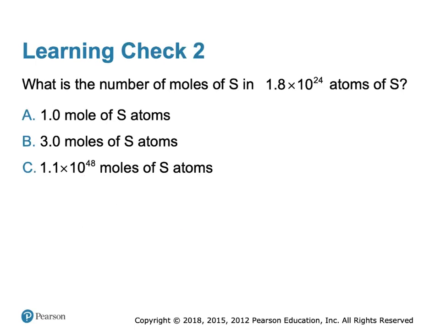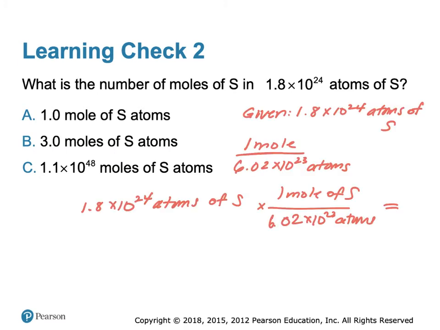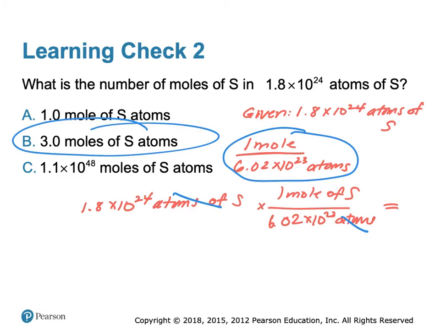All right, here's another learning check. What is the number of moles of sulfur in 1.8 times 10 to the 24 atoms of sulfur? Pause your video and determine the answer. So what you'll see this time is I just oriented my conversion factor with my desired unit in the numerator. My atoms of sulfur cancel, and then I am left with 3 moles of sulfur atoms.